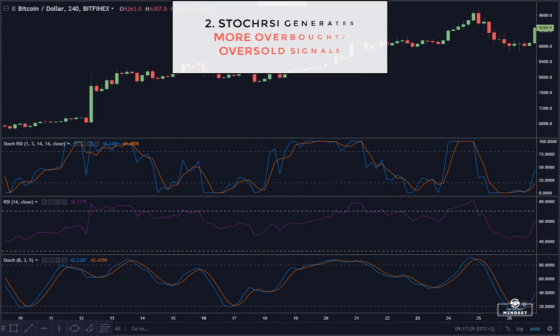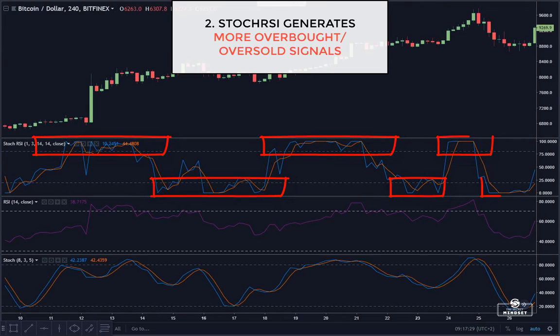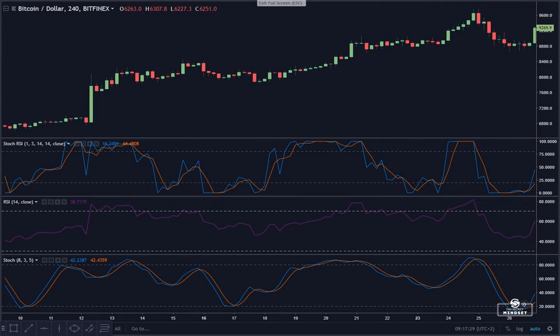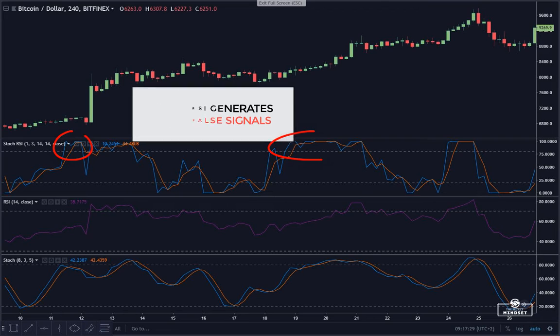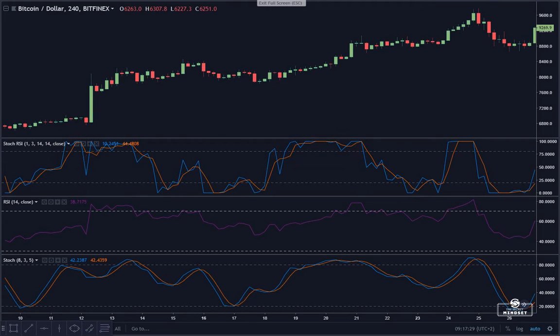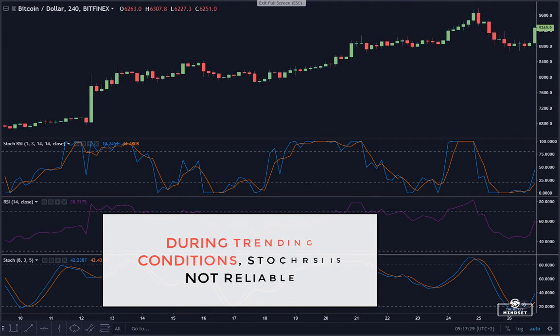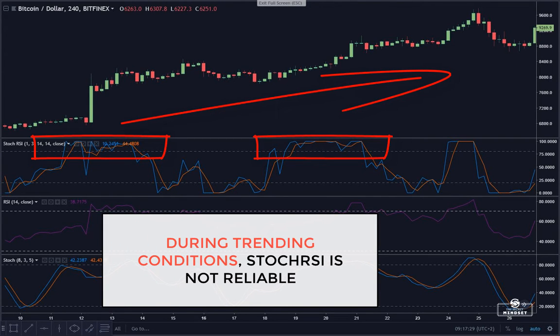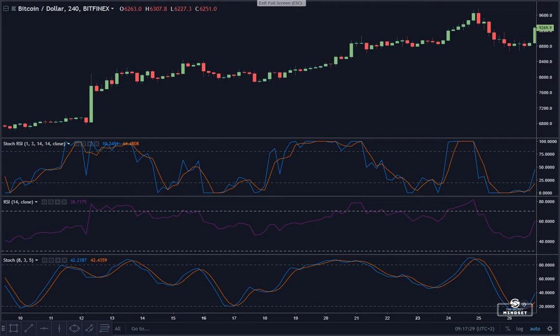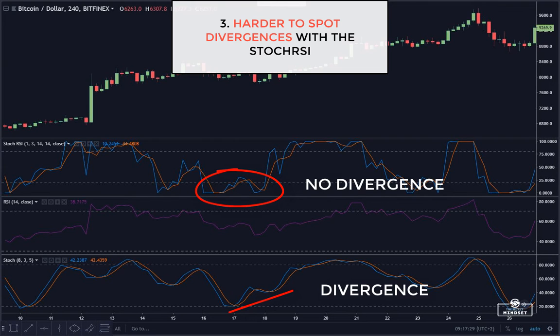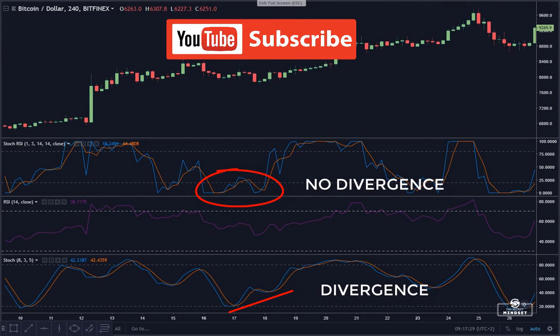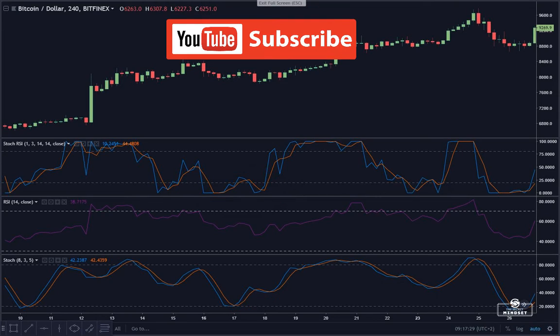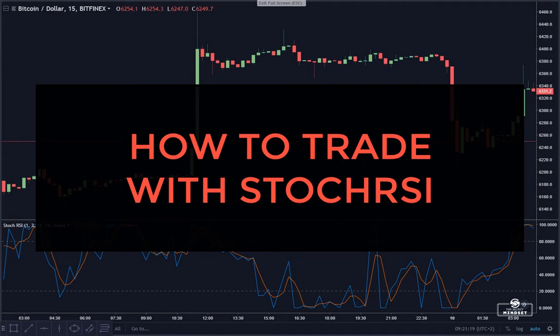Also, we can observe that the stochastic RSI generates more overbought and oversold signals than the simple stochastic oscillator. If we look closely at the chart, there are more false signals offered by the stochastic RSI compared to the other two indicators. We can safely say that during trending conditions, the stochastic RSI is not a reliable indicator for spotting overbought or oversold entry points on the market. In what concerns trading divergences, the stochastic RSI also lacks. I don't know about you, but I can spot the divergences more clearly on the simple stochastic oscillator and the RSI.